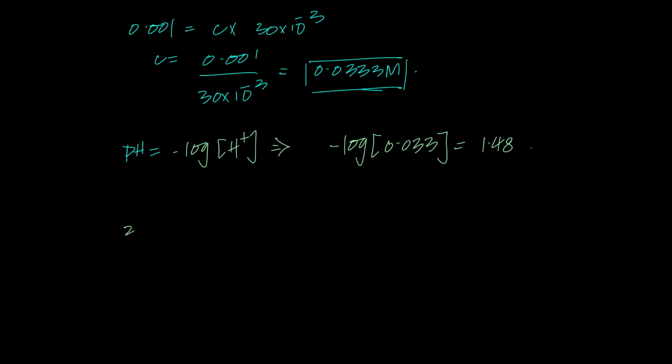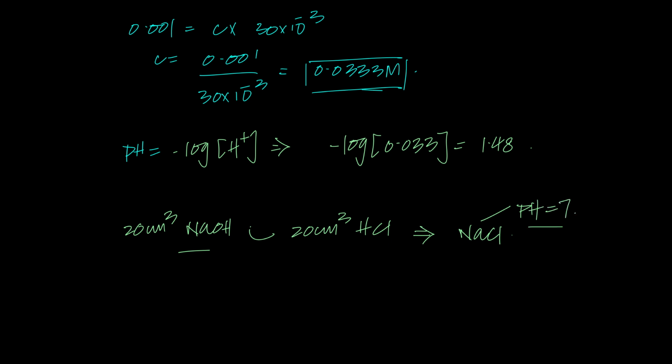Now, what if I add 20 cm³ of NaOH? Like I add 10 more cm³, so now I've added a total of 20 cm³ of NaOH. Do you know what the pH is going to be? Because 20 cm³ of NaOH would exactly react with 20 cm³ of HCl, and it would neutralize it. You would get a salt, NaCl, and we know the pH for this: it's pH 7.